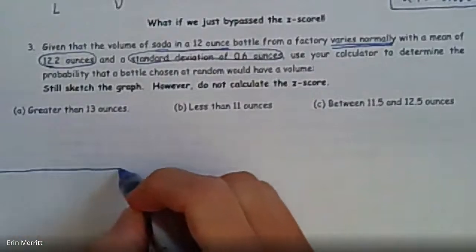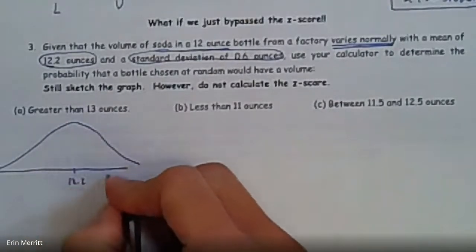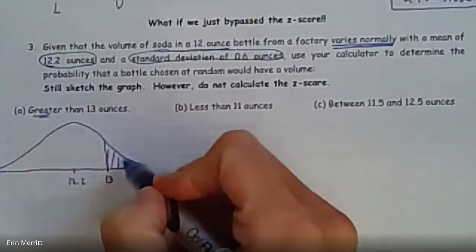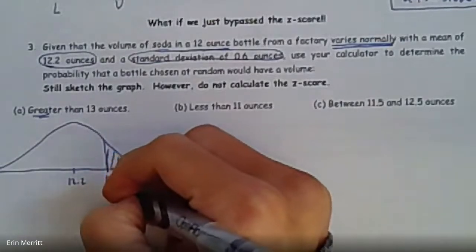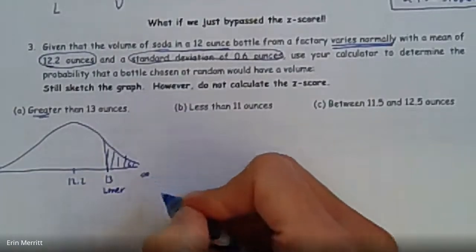I still want you to draw the picture. All right, so the mean is 12.2, which means 13 is up here. Greater than 13 means we're shading in that piece above it. Here's the cool part. The lower value is now just the 13. The upper value we're going to treat as infinity.